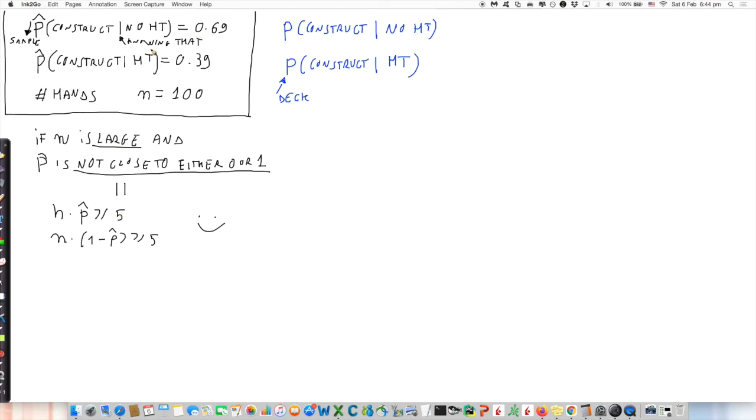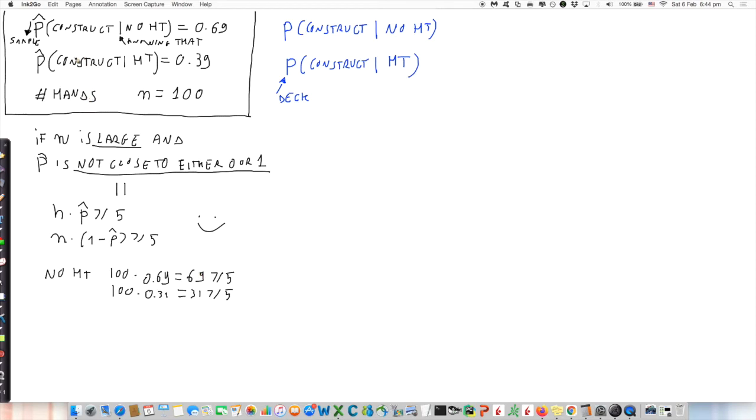Well, actually yes, because look here, n is 100. For the no hand trap, let's write it, we get that 100 times 0.69 is 69, which is definitely much greater than 5. And the second condition, we get 31, which is much greater than 5.